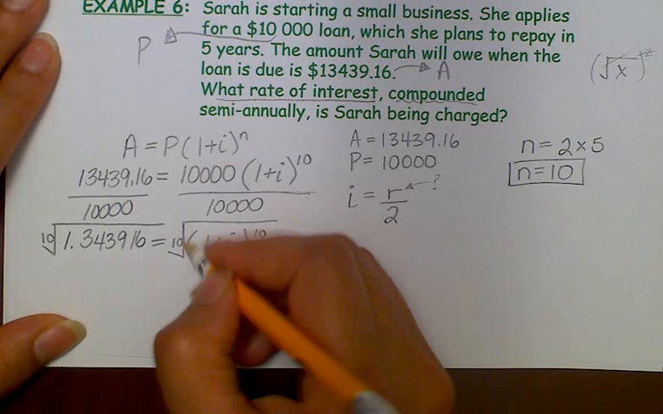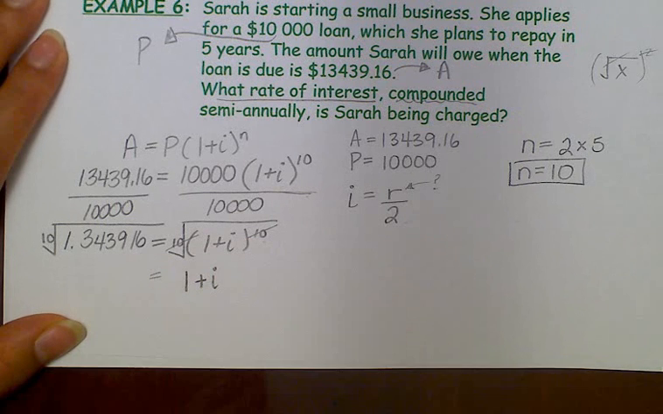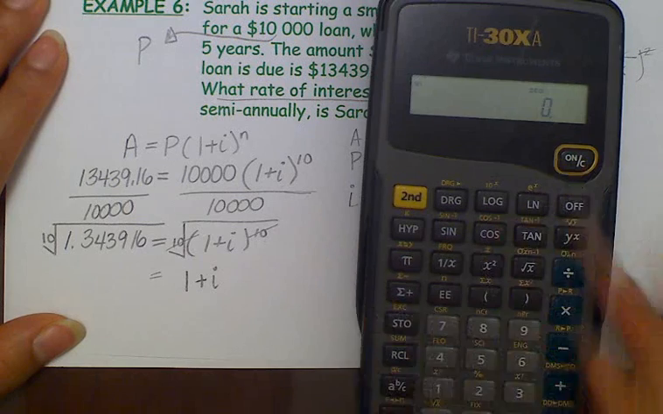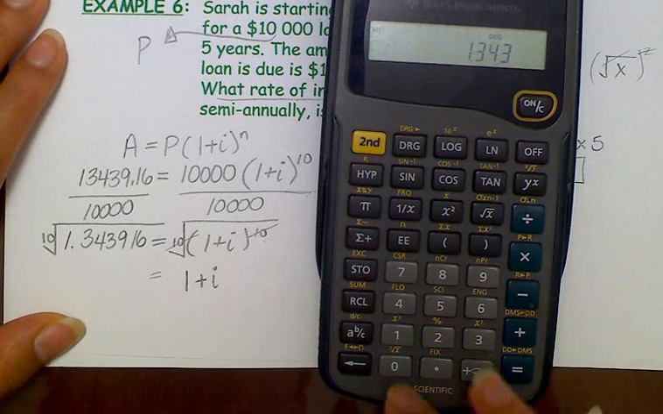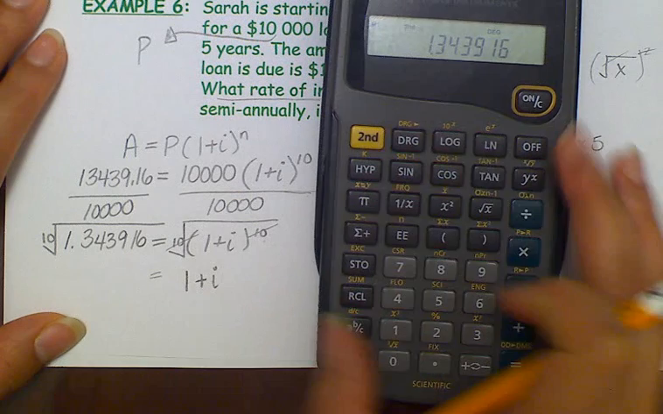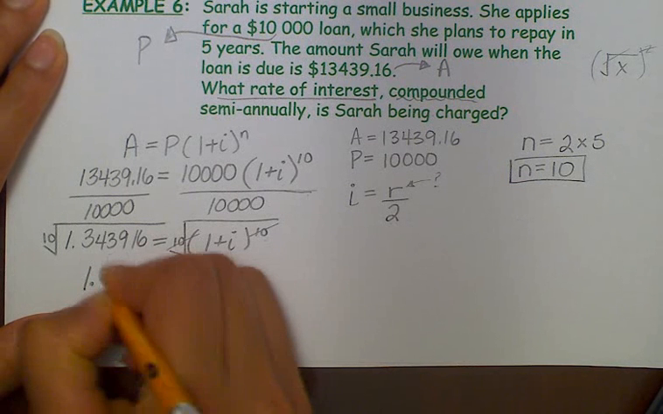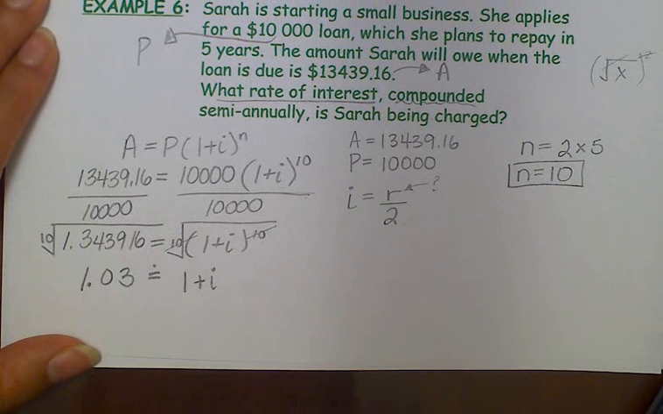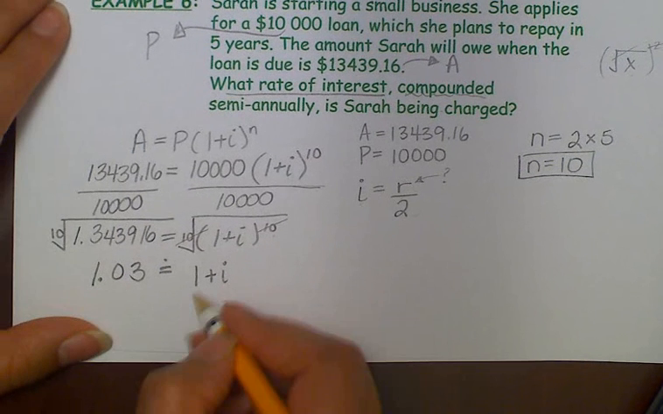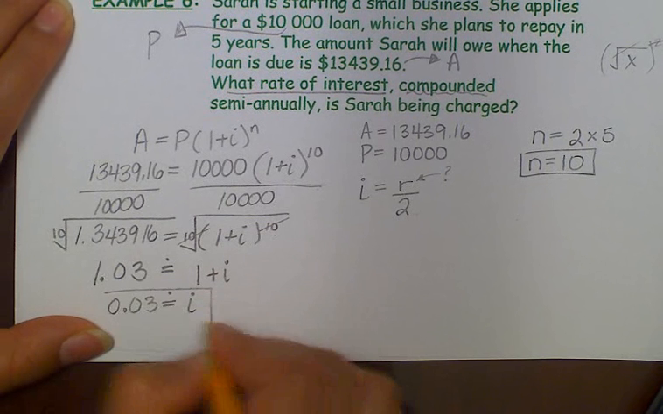And so the 10th root on the right-hand side will cancel out with the exponent of 10. And so all I'll be left with is 1 plus I. And on the left-hand side, I need to do the calculation. On the right-hand side, it's already done. So 10th root of 1.343916 is about 1.03. And I'm going to round off my answer at this point because I know I'm going to just subtract 1 eventually. So to isolate for I, what I'm going to do is subtract 1 from both sides, and I get I is approximately 0.03.